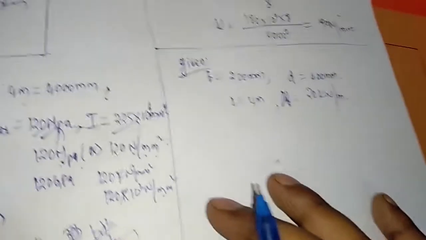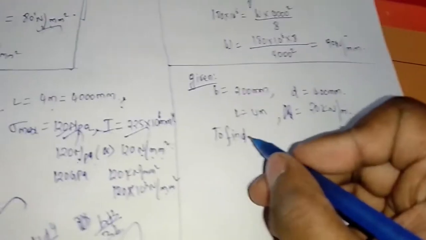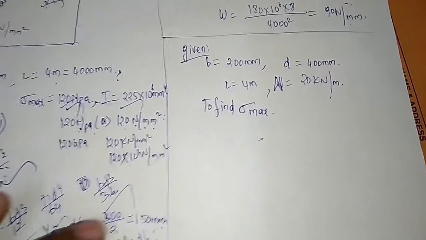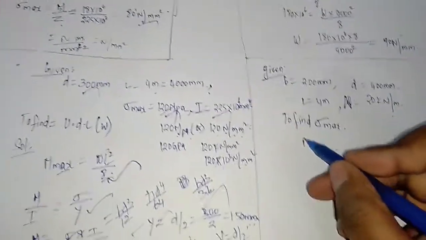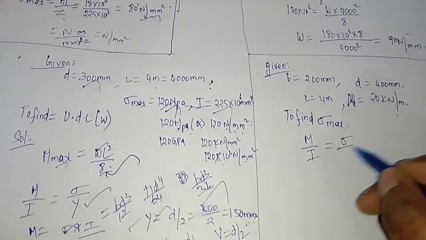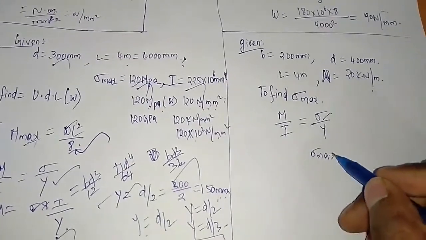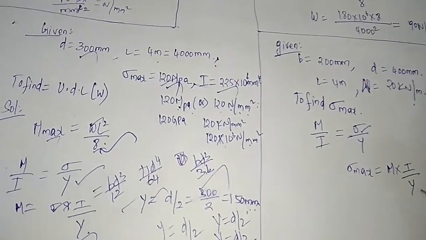So first you have to find what? To find maximum bending stress. What is maximum bending stress? That is sigma maximum. This is your maximum bending stress. So what is the theory of simple bending equation? M by I is equal to sigma by Y. You have to find this. So sigma maximum is equal to M into Y by I.